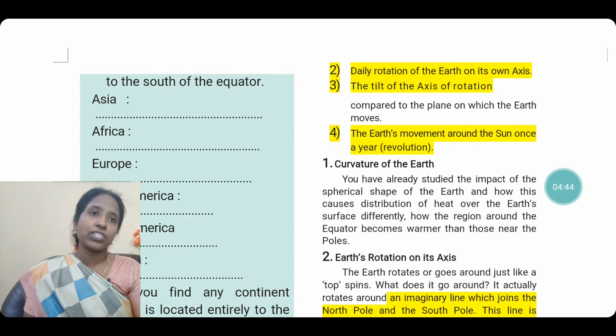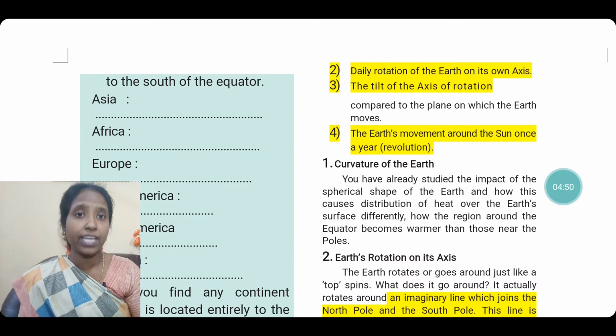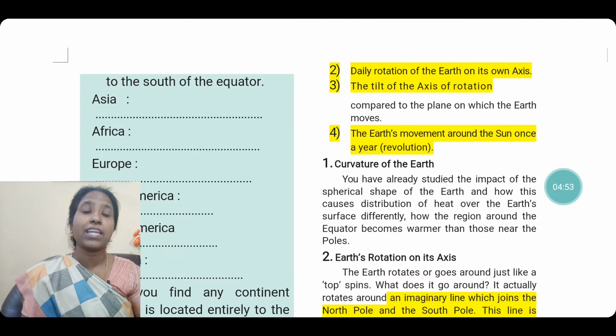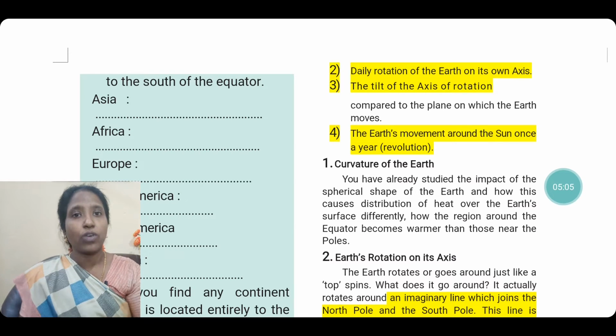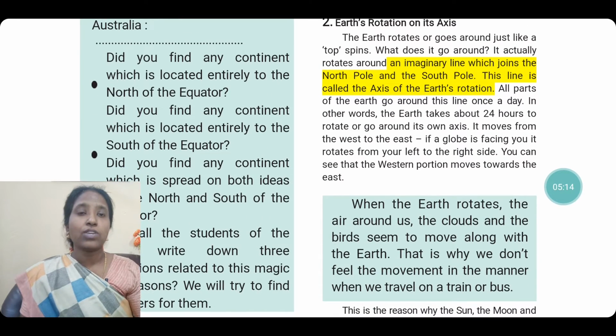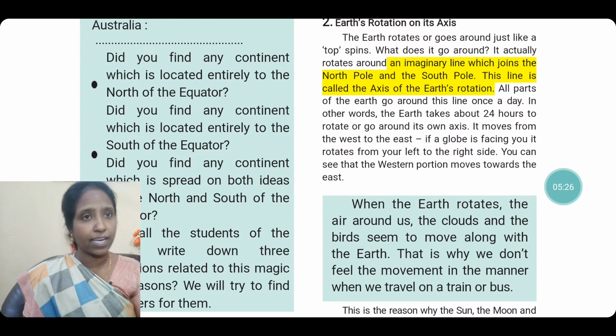Next, the daily rotation of the earth on its axis. The earth rotates on its axis, and as it rotates, there is a variation in the place where sunlight is received. Then, the tilt of the axis of rotation. The earth does not rotate in a straight way; it is tilted to one side, in one direction. That is what causes the difference in seasons. And then the earth's movement around the sun, once in a year. During this one revolution, a particular area of the earth gets closer to the sun and farther away from the sun. This is why the seasons occur.